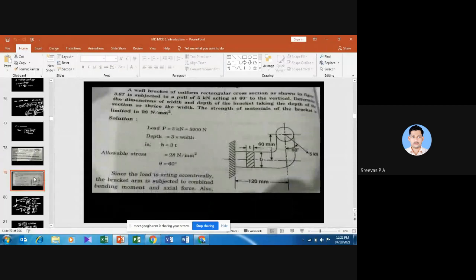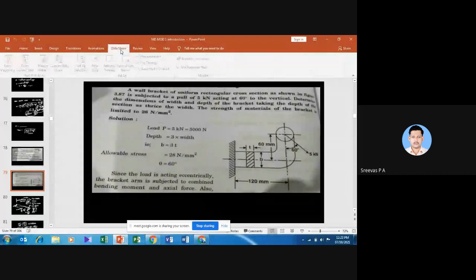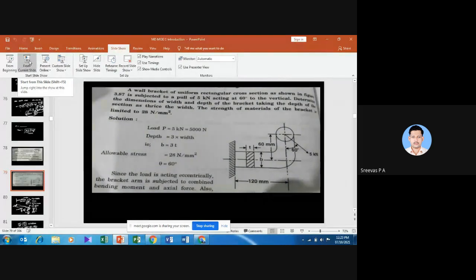Yesterday we were talking about this problem, right? Due to lack of time, we skipped it. So today we have to solve this problem.